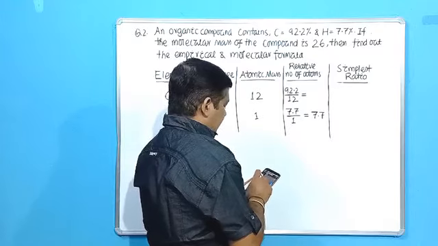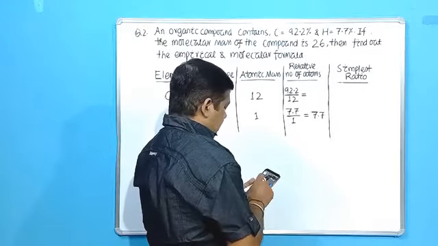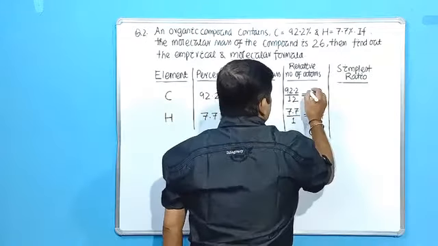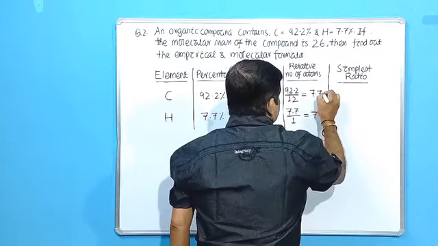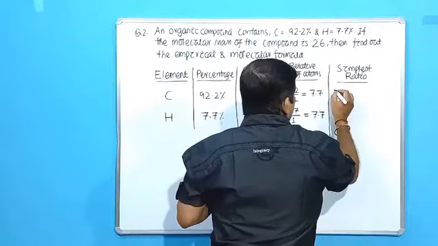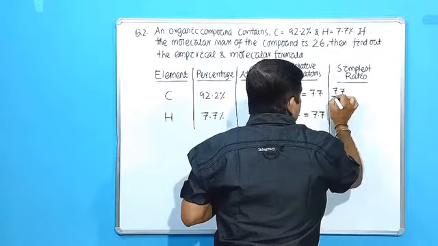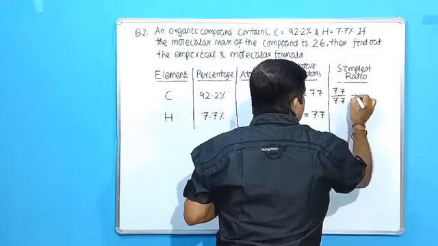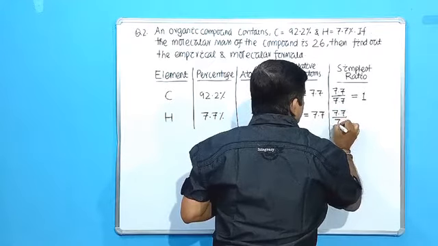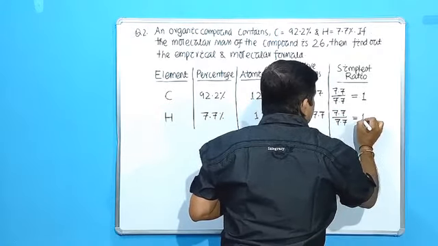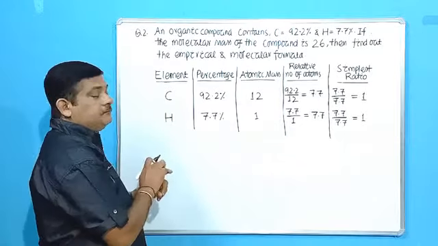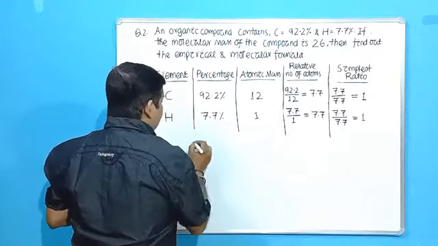So 92.2 divided by 12. It is also 7.7. So it's a simple one. Both are same. So simplest ratio will be 7.7 by 7.7, that is 1. Here also 7.7 divided by 7.7, that is 1. That means the organic compound contains 1 carbon atom and 1 hydrogen atom in its empirical formula.